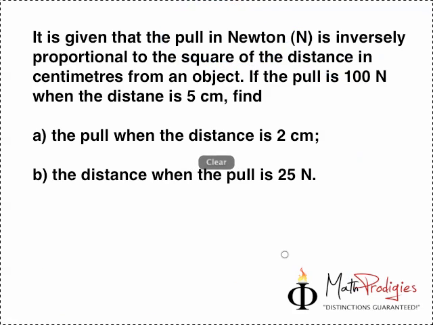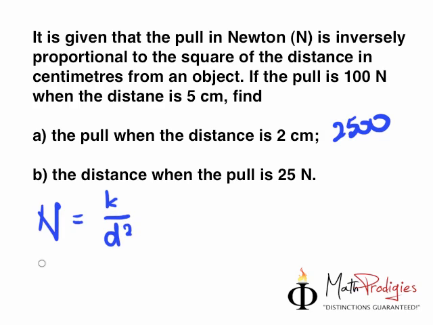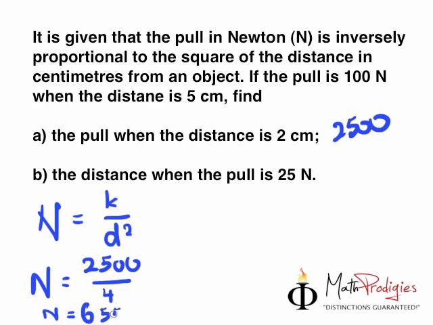So let me just erase all these things again. Okay, so they want you to find out what the pull is when the distance is, okay, by the way, k is 2500, remember that. And the distance is 2 cm. Therefore, the next step is actually N equals 2500 divided by d squared, which is 4. 2500 divided by 4 gives you N equals 625 newtons. It's 625 newtons. So that's the first answer.